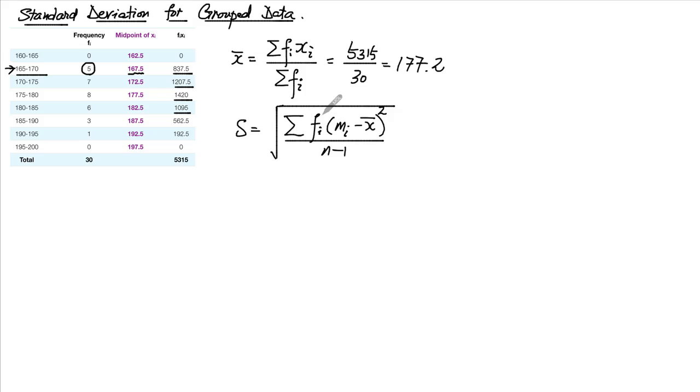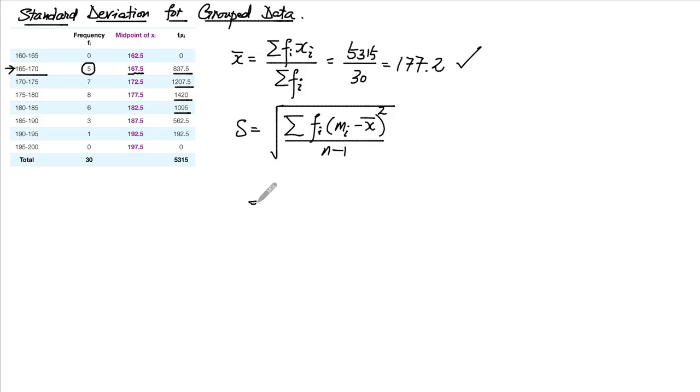So we know what the frequencies are. Mi stands for the midpoint of a particular bin, and x bar is the sample mean that we have found up here, in our case 177.2. So let's apply this formula.